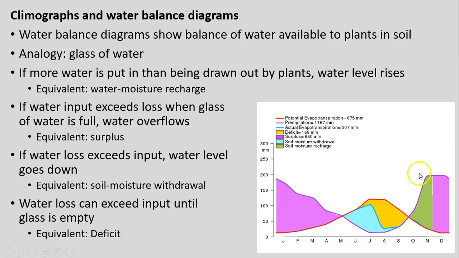So we can see that here by this green area on the right, where this usually occurs after some deficit period, as we'll talk about in these different types here. Another example is if we keep inputting water and get all the way to the top of that glass, exceeding that loss, when the glass of water is full, that water is going to overflow and start spilling out of that glass. And so the equivalent to that is this surplus.